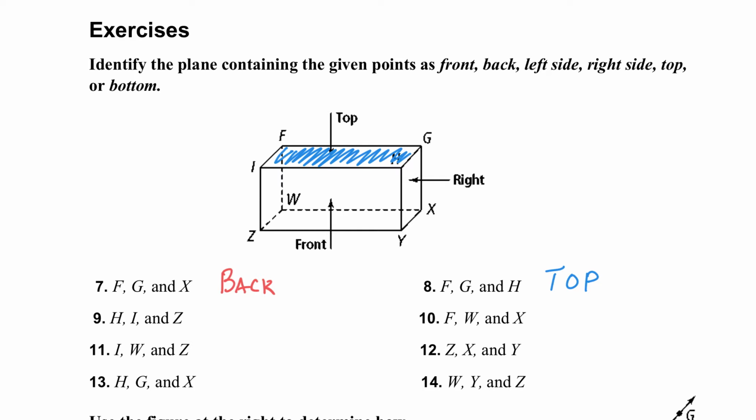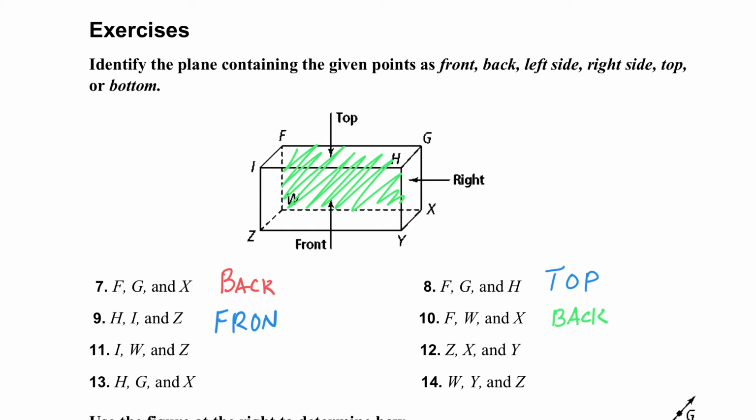We have H, I, and Z. So where is H? So we have H, I. Let me erase this. So we have H, I, and Z. So this is the plane right here in the front. Okay, so we have F, W, and X. So let me erase that. So we have F, W, and X. So you notice that it's the plane that's on the back.